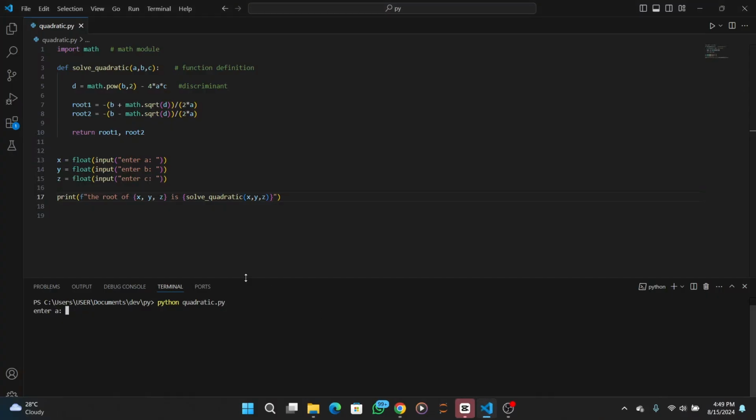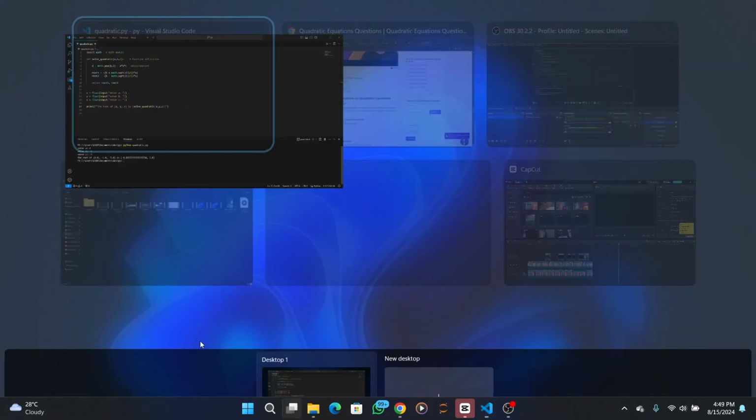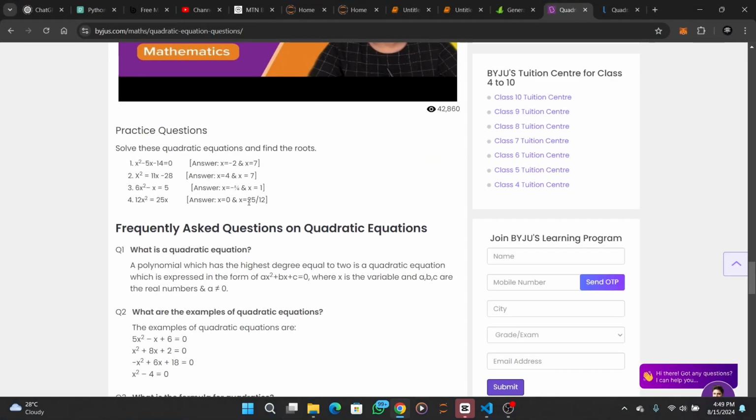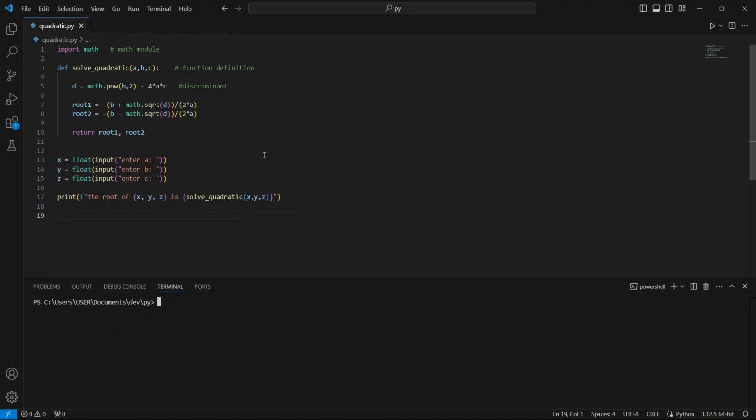So let's go ahead and try. So enter a. My a is 6, my b is minus 1, and c is minus 5. So as you can see, this is the solution. So let's go ahead and check. Now this is the solution. Now minus 5 over 6 is actually the same thing as minus 0.88888, right?